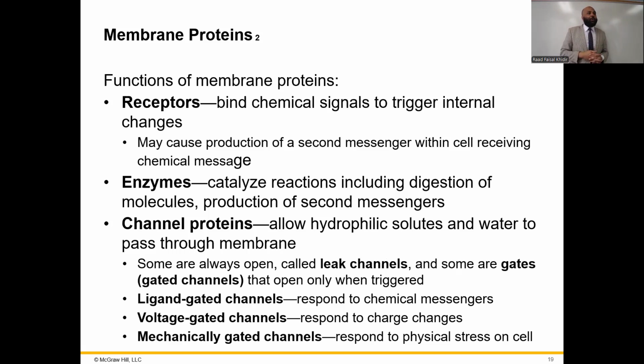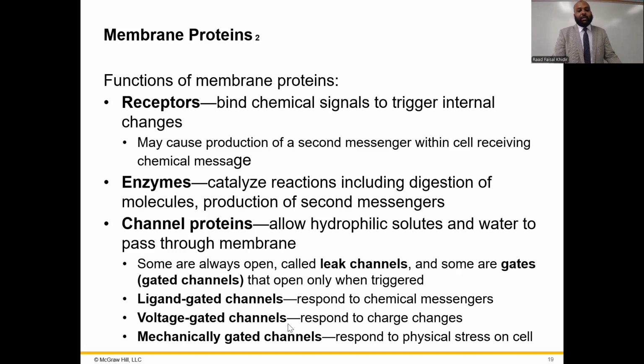Another type of gated channel is based on voltage. If you have electrical activity, if the electric potential changes, now you don't need a hormone. Just the electric activity, the depolarization of the cell membrane, causes the opening of these gated channels.